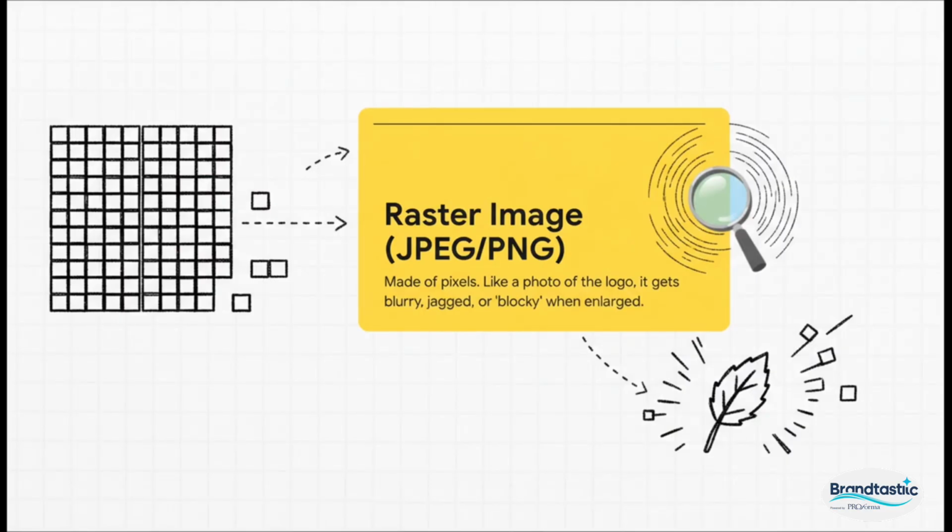Let's look a little closer at these raster images. Because they're made of a fixed number of pixels, they have a set resolution. Now, they look great at their original size, but just like with a photograph, if you try to zoom in or blow it up too much, well, you start to lose all that important detail.